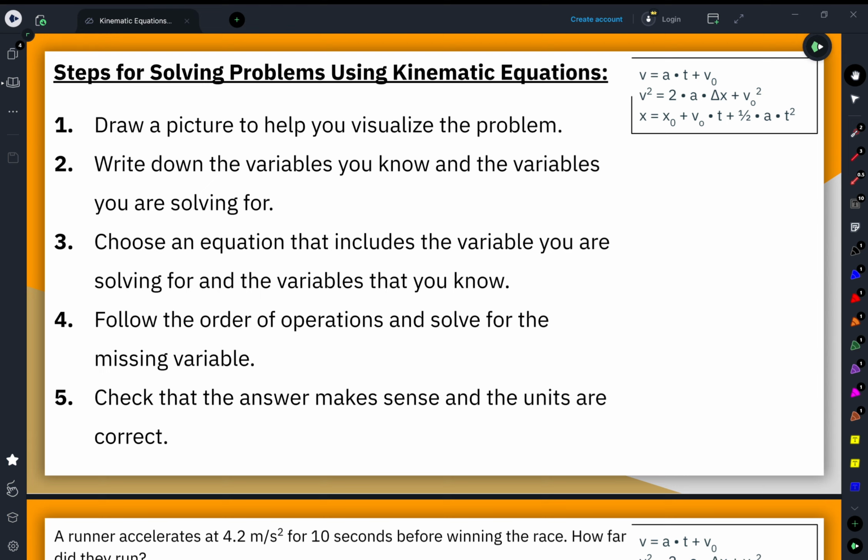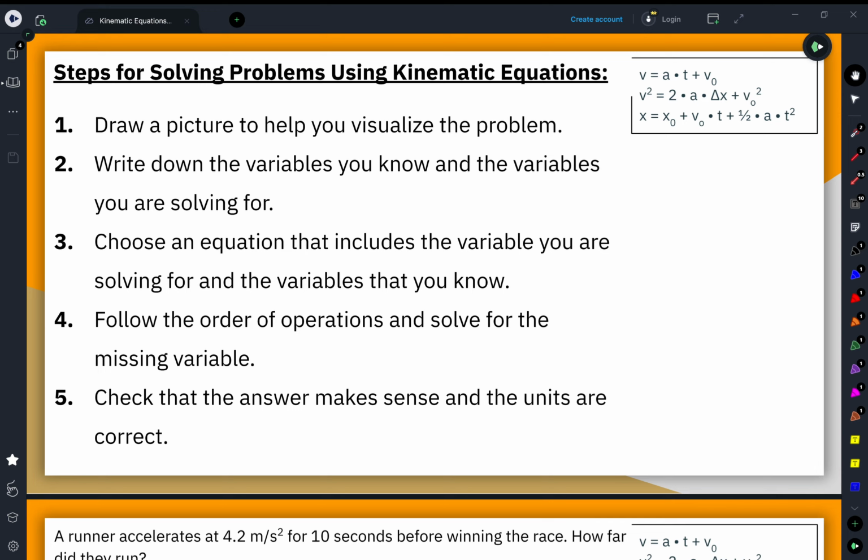So right now, we're going to be solving some kinematic equations. Now, there are 5 steps I recommend following when we try to solve kinematic equations. So the first step is to draw a picture to help visualize the problem. Then, write down the variables that you know and the variables that you are solving for.